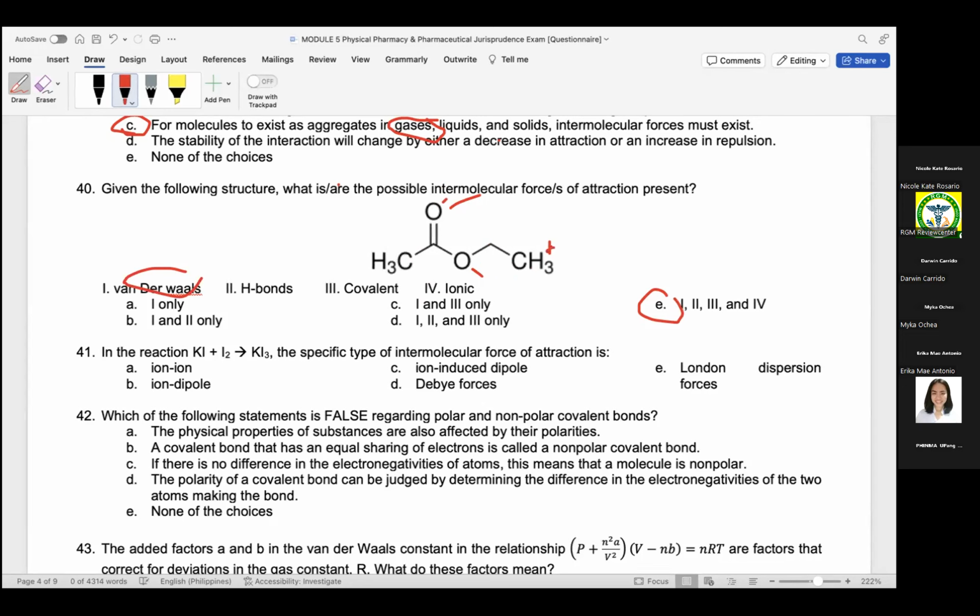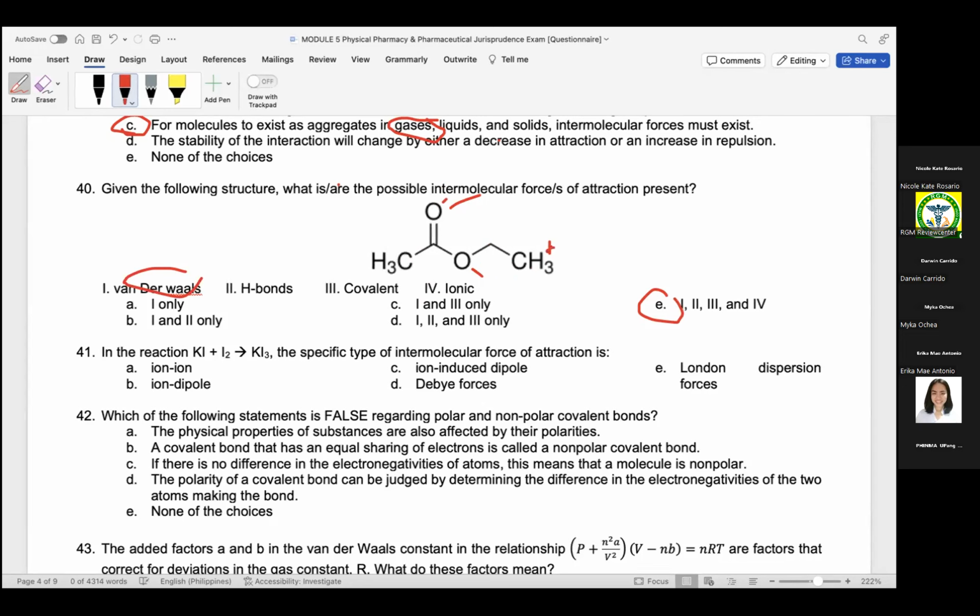Naka-40 na tayo. Number 41, in the reaction KI or potassium iodide plus iodine, the specific type of the intermolecular force of attraction is A, ion-ion, B, ion dipole, C, ion-induced dipole, D, the biforces, or E, London dispersion forces. Remember, potassium iodide is ionic salt. It's a salt, so ion siya. Cation and anion. And iodine is non-polar. And when we say non-polar, mga induced dipole yan. So this is an interaction, therefore, between an ion and induced dipole, letter C. Letter C.